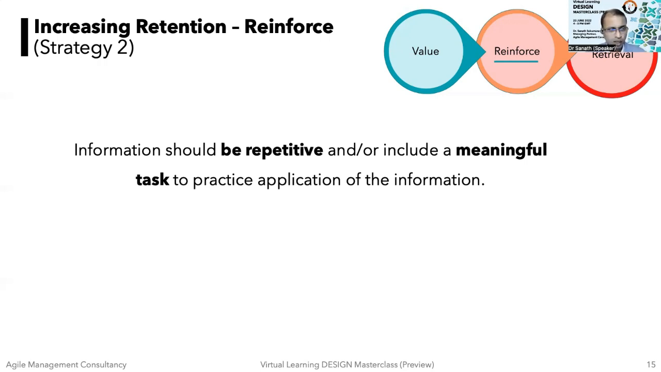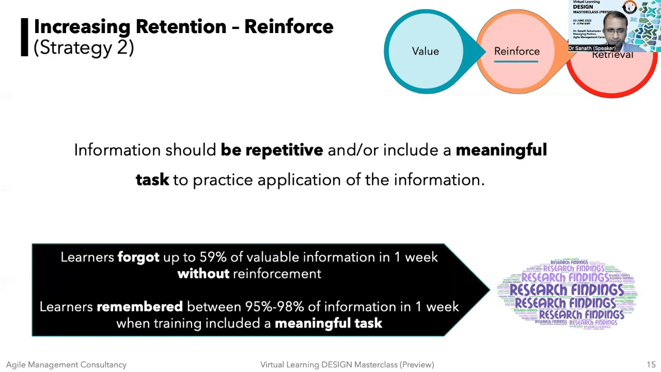For example, if you're doing it over Zoom, you can have a quick poll, right? What do you think about this? Or you could just ask them to say yes or no in the chat, or thumbs up, thumbs down if they don't get it. A simple form of reinforcement activity will go a long way to help your learners retain stuff. And what does research have to say? Learners forgot up to 59% of valuable content in a week without reinforcement. And with reinforcement, it's gone up to 95 to 98%. That's amazing. So how much are you doing to help your learners by just reinforcing? And we'll look at some examples later on. So that's the second strategy.